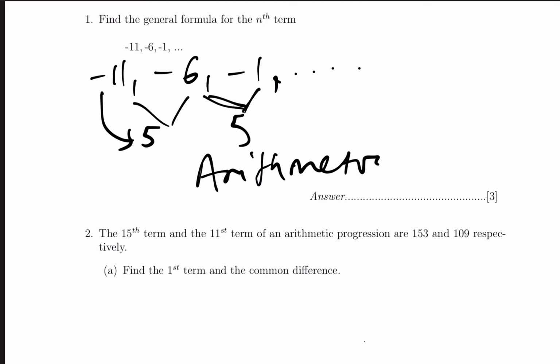This one is an arithmetic sequence. So now we've established the type of sequence that we have. One left for us is to find the general formula. So what is the general formula for an arithmetic sequence?